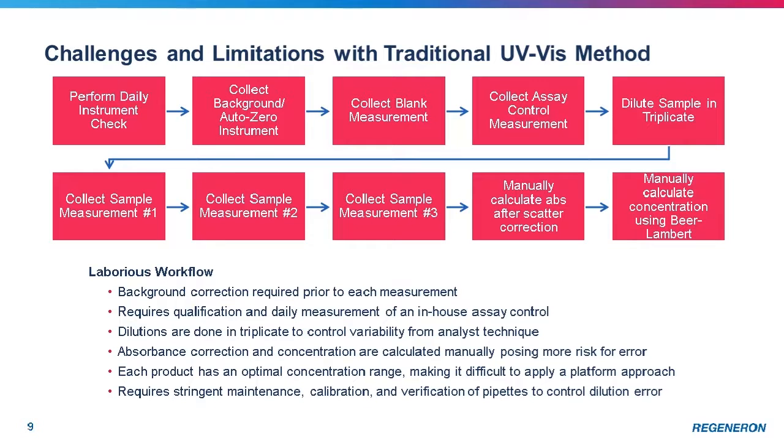Following dilution, each sample preparation is measured on the UV spectrometer. Once all data is collected, scatter correction and concentration are calculated manually for each measurement, as well as for the average of all preparations. Because manual calculations pose more risk for error, additional data review steps are often required, consuming even more time and resources in the QC laboratory.